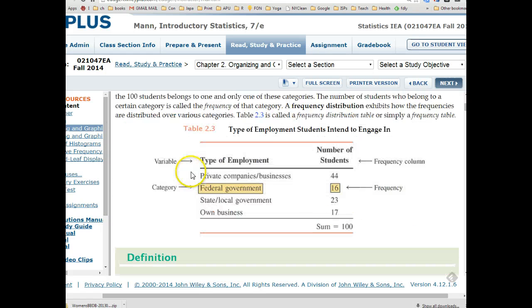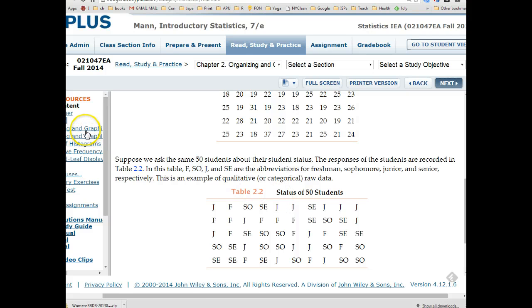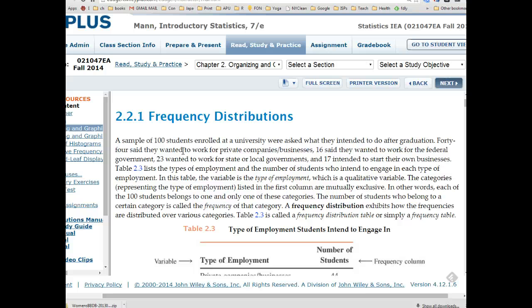Okay, let's see. So let's take this data. So what was in those last two that we just looked at, what were the two variables? Age and what do we call that? Grade or something, year, right? Whatever. What did they call it? Status. They called it status. Okay. So what were the two variables? Age and status, right?